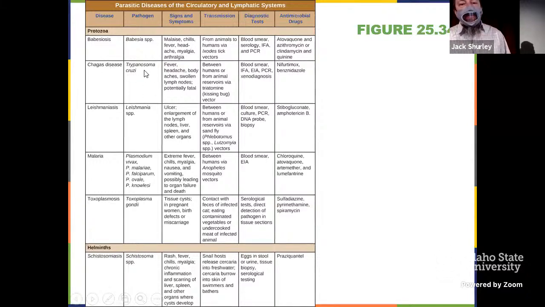Chagas disease, Trypanosoma cruzi, again, the cone-nose beetle or kissing bug transmitting this, and there's issues, especially if you're a little kid. And then babesia, babesiosis transmitted by a tick, and some of these, common sorts of issues.